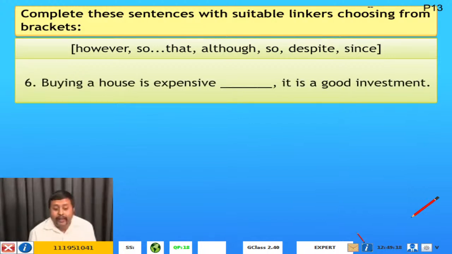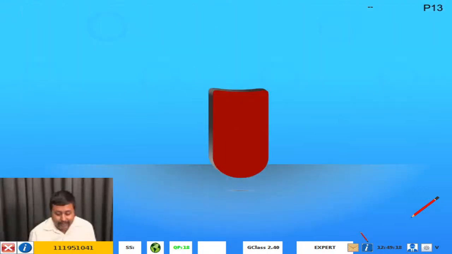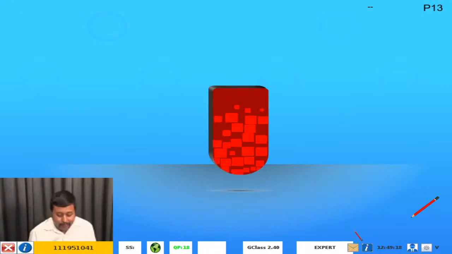Right? Buying a house is expensive. Dash it is a good investment. What would be that? Two opposing ideas, right? So when we join two opposing ideas, we use the word like, very good. However, it is a good investment. Right then, moving on.